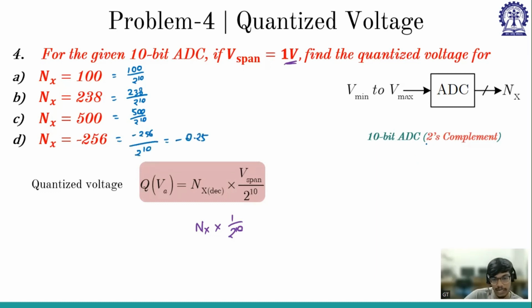I have said it is 2's complement, so that's why it can be negative. So for 2's complement, for 10-bit, what is the value range? It can go from minus 512 to 511, right? So this is the range.